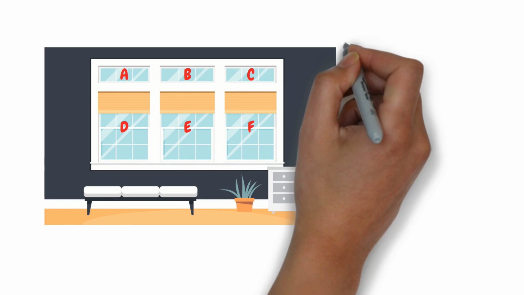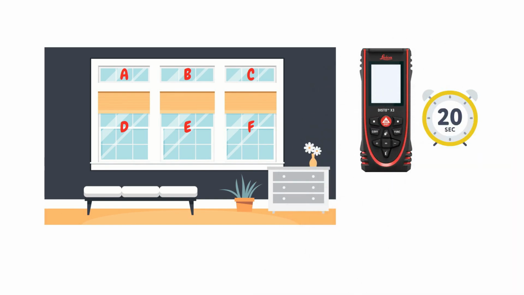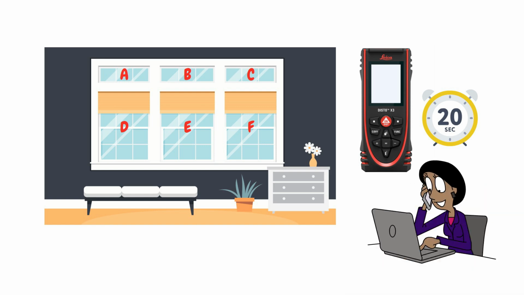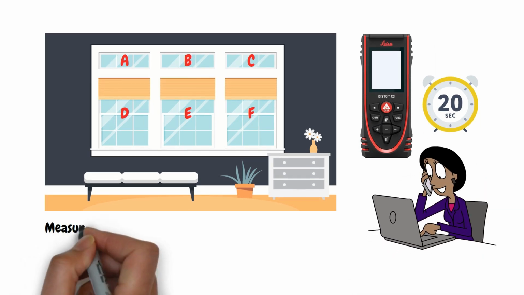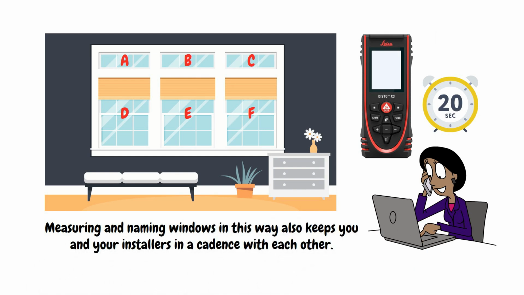With our Bluetooth laser device, measuring a transom window for 6 dimensions for 3 heights and 3 widths should take you about 20 seconds or less. So our advice is that you proactively measure the A, B, and C windows while you're there, and if they ever call you back, you are prepared to fully quote them on the spot without having to do a return trip. Measuring and naming windows in this way also keeps you and your installers in a cadence with each other.